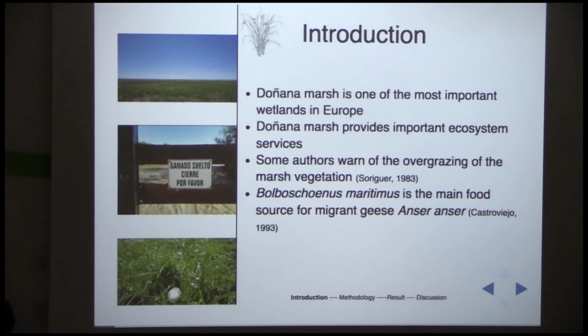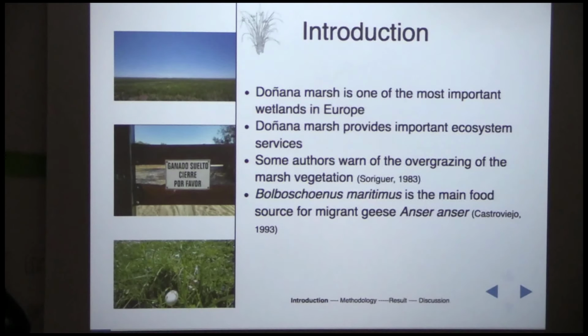One of them, specifically for the vegetation, is that there are some authors who argue that there is an overexploitation of the biomass by the herbivores. And at the end, the biomass is the bottom of the food chain of any ecosystem. Specifically, the tubers of Bolboschoenus maritimus, that is the main plant, the predominant plant in the marsh, are the food source of the migrant geese.